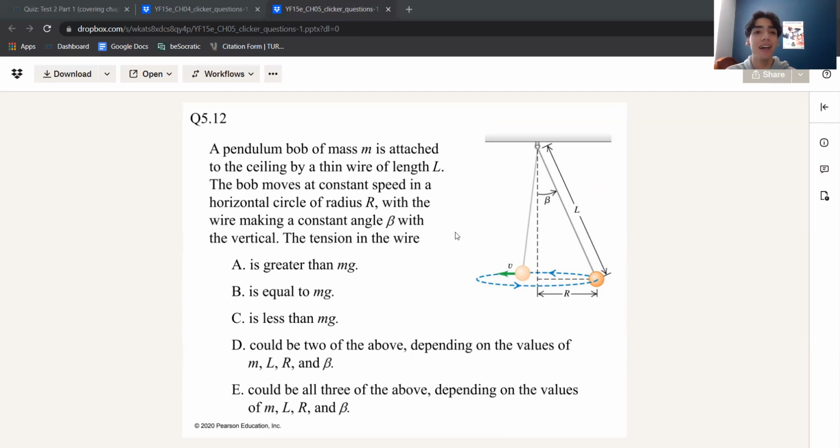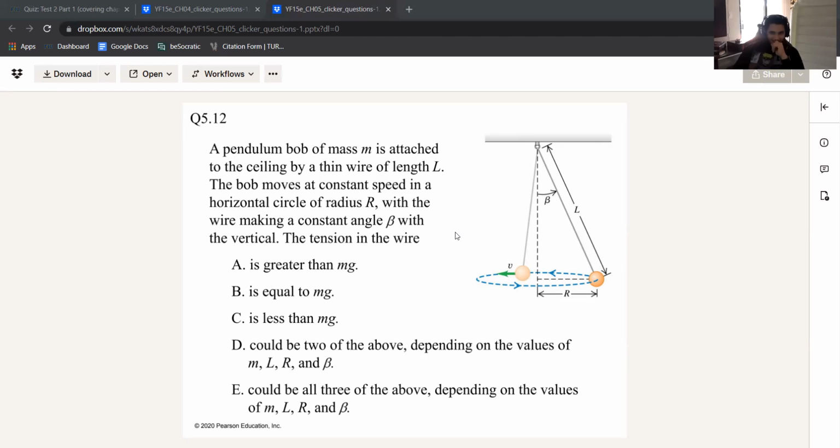All right, so a pendulum bob, which I'm assuming is like the thingy, of a mass m, is attached to the ceiling by a thin wire of length L. The bob moves at a constant speed in a horizontal circle of radius r, with the wire making a constant angle beta with the vertical. The tension in the wire, and then it has all these things. So I know I'm not too great at these, but if it's asking for the tension in the wire, I would say that it is.